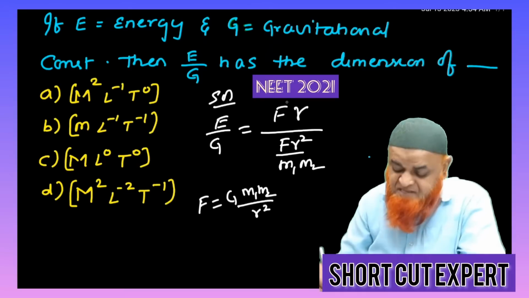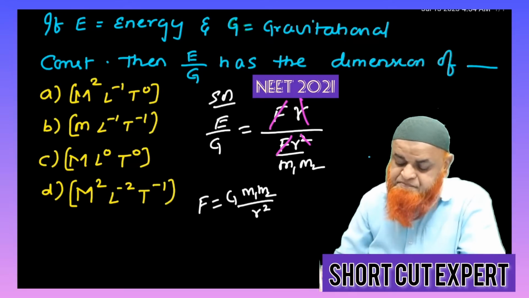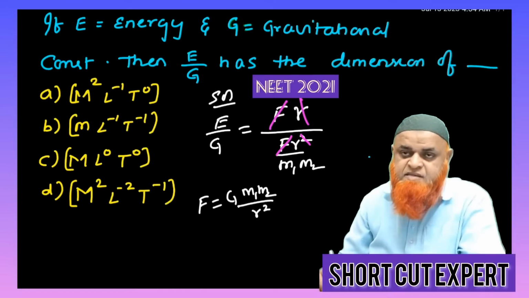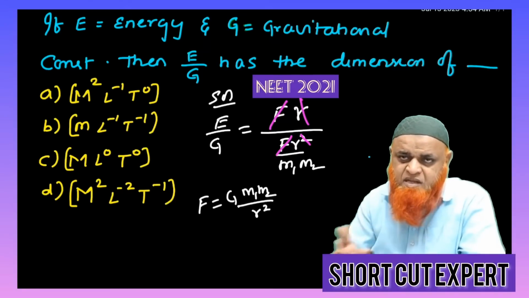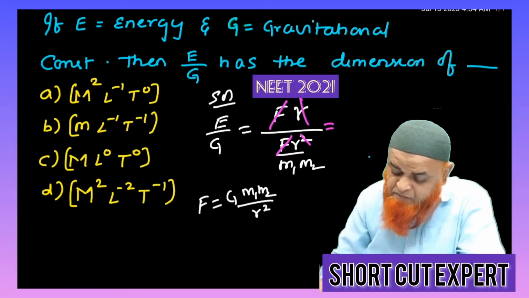What you have to do is just cancel out this. Cancel out force. Radius. Instead of distance I am taking radius. Radius is also length only. So therefore what is left here now? This m1 m2 is left.